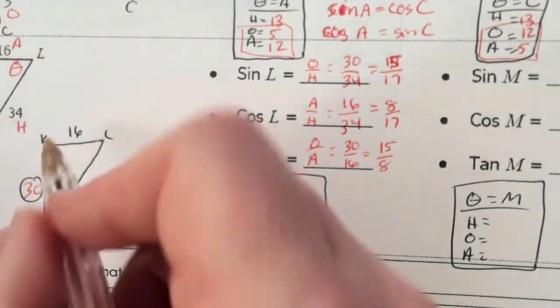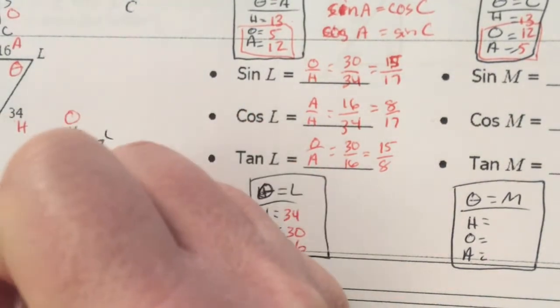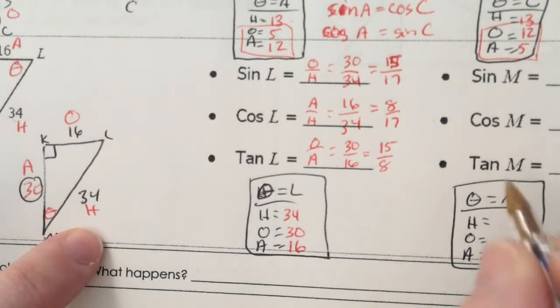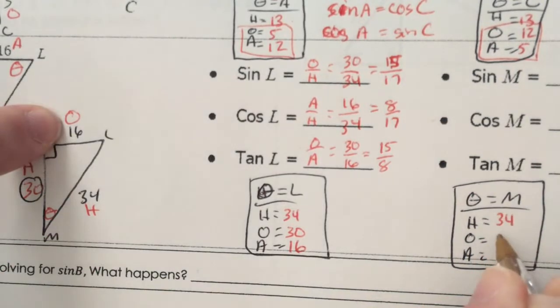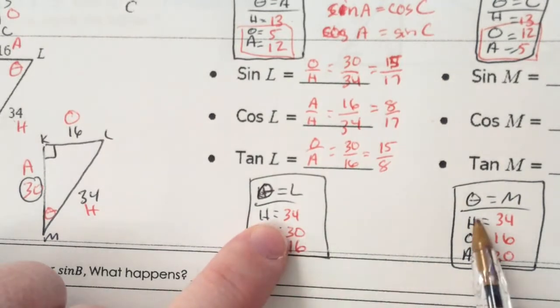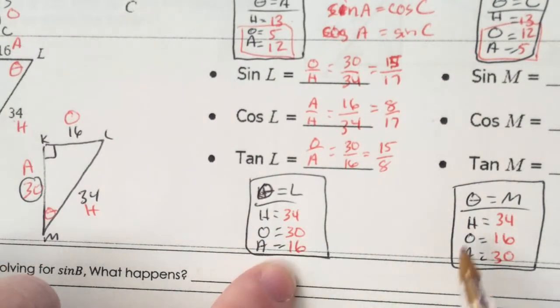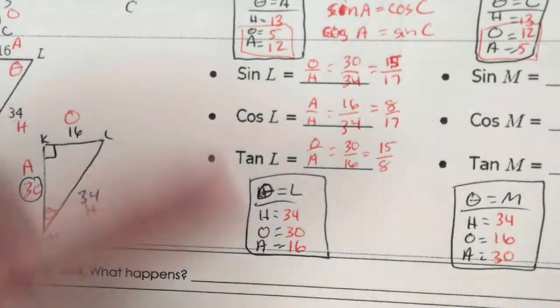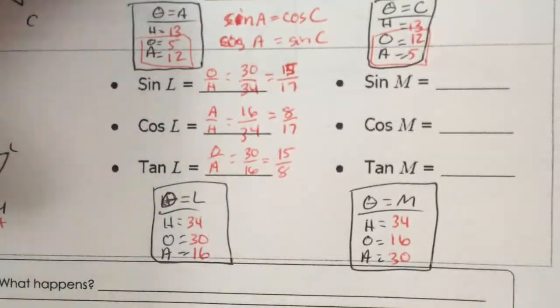Put your finger on the theta. The one side you're not touching is your O, and the leftover side is A. So H is 34, your O was 16, and your A was 30. And please notice that your H stayed the same on both of them, and your O and your A switched. All right, so now let's actually plug stuff in.